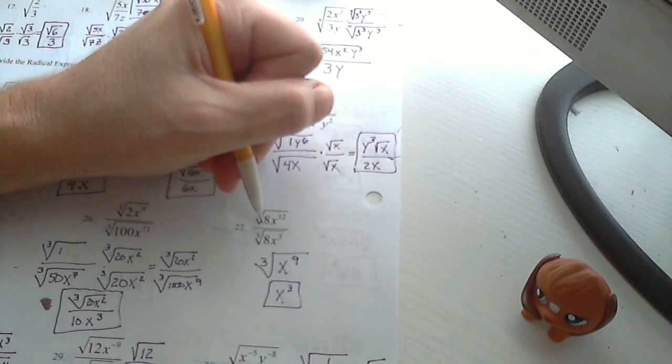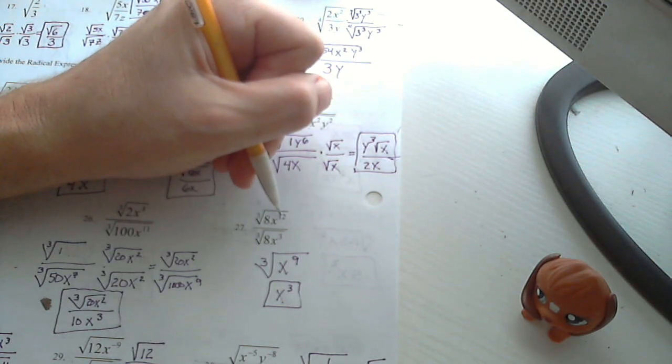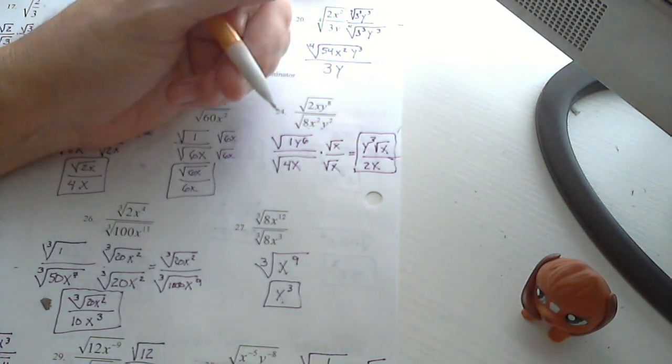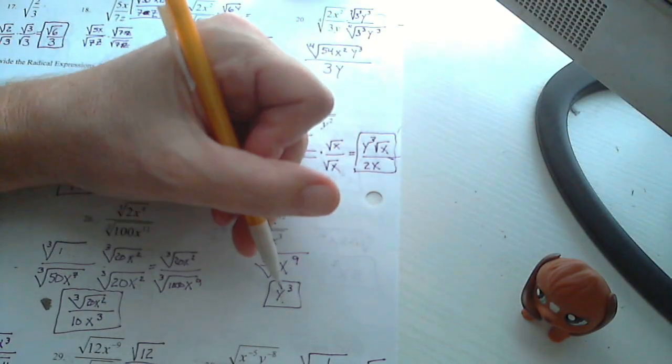Alright, 8 over 8. Woohoo, that's just 1. X to the 12th over x to the 3rd is x to the 9th. Cube root of x to the 9th is x to the 3rd.